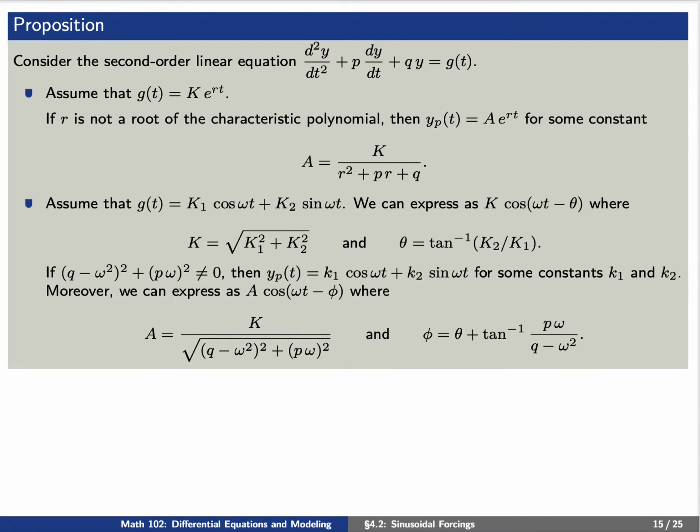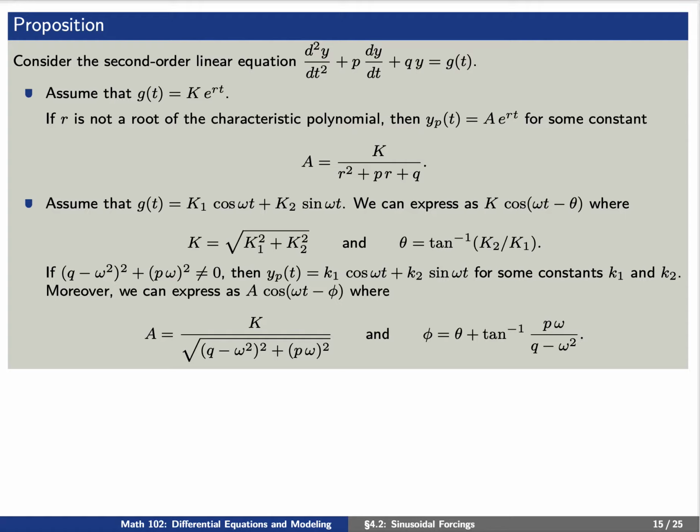Next, let's assume that g of t looks like capital K1 times cosine omega t plus capital K2 times sine omega t. First, we observe that we can express this function g of t as capital K times cosine omega t minus theta, where capital K is the square root of k1 squared plus k2 squared, and theta is the arctangent of k2 divided by k1.